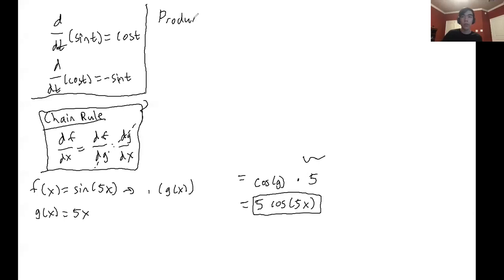Product rule. So product rule will tell you something like this: (f times g)' is equal to f times g' plus f' times g. Essentially, if you want to take the derivative of a product of two functions, you use product rule. Let me give an example.